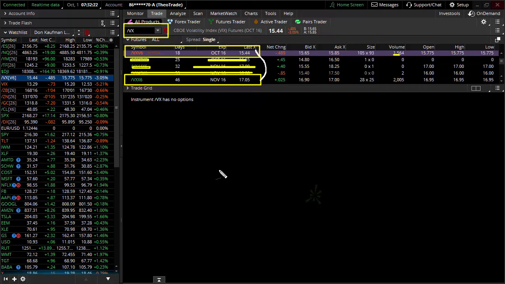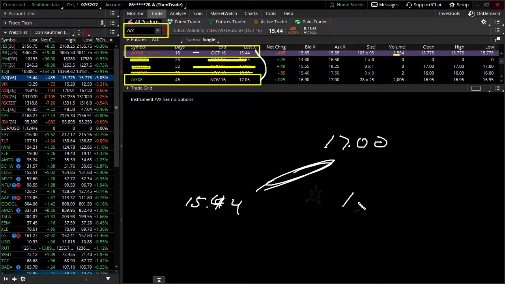Now, all this deals with is where the current, or active, contract is. That's the 18-day contract, trading right around 15.44, okay? Yes, this is supposed to be a four. Right around 15.44, and the next contract out is trading right at 17 even. So the differential between them is somewhere near $1.50.